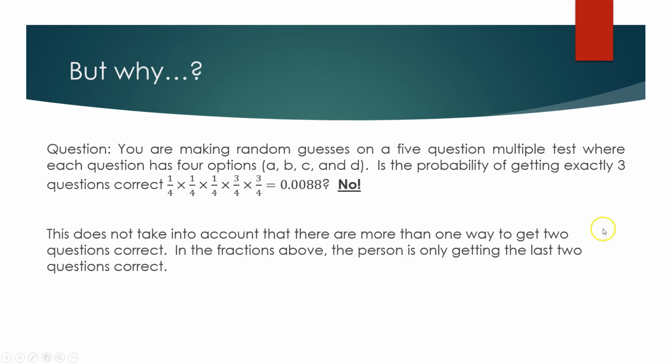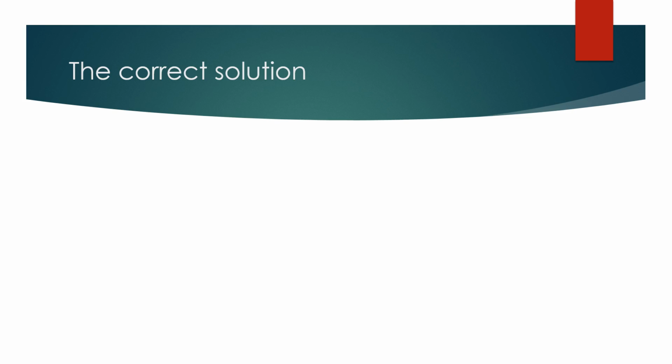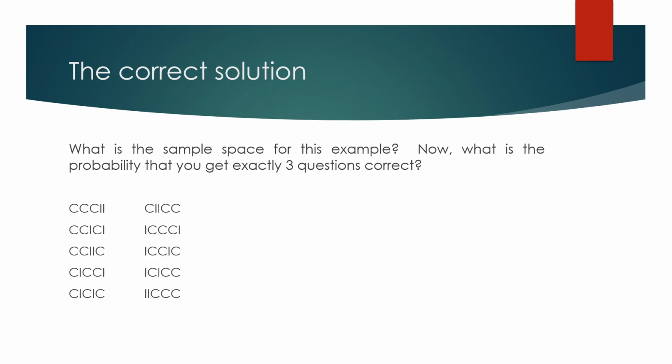But this doesn't take into account that there's more than one way to get 3 questions correct. This example here only has the person getting the last 3 questions correct. If we take a look at this in a little more detail, what we'll find is that there are 10 ways to get 3 questions correct. You can do this with a tree diagram, but I don't think that would be efficient. If you just need to be able to follow along, you don't have to make a sample space that's this big.